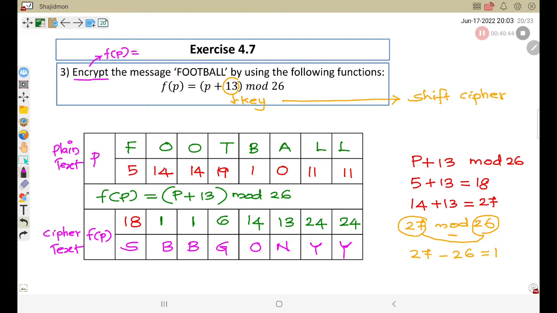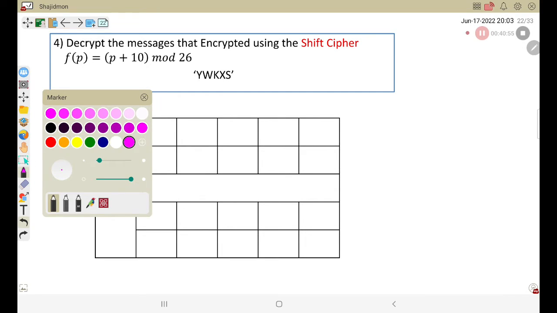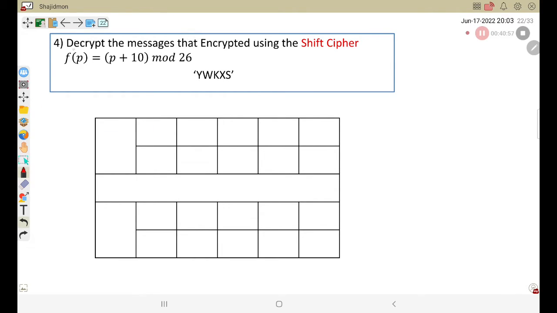SBBGONYY. That is the encryption part, or encoded message, or cipher text. I hope you understood this question. Now, in the same way, we will do one decryption question from shift cipher. You can see the question now. Decrypt the message. Decrypt means we need to calculate the plain text value.